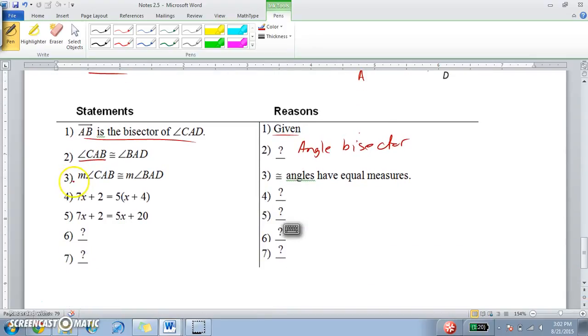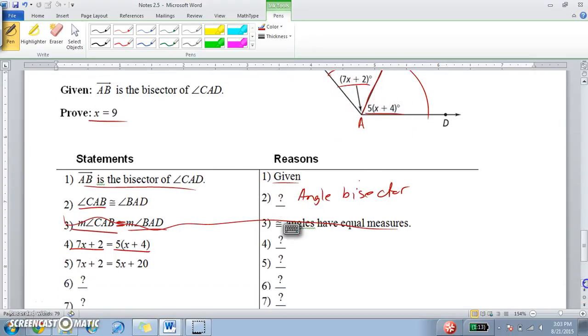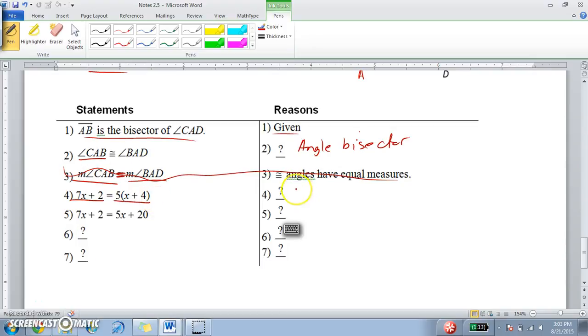Since the angles are congruent, the measures of the angles are, this should say, equal to each other, because congruent angles have equal measures. This statement is really not that necessary, but you might see it written in sometimes. So now that we know these two things are equal to each other or congruent to each other, we can substitute the values that the diagram gives us. So it gives us that angle CAB is 7x plus 2 and angle BAD is 5x plus 4. So we're just going to substitute those in there. So this is just substitution.